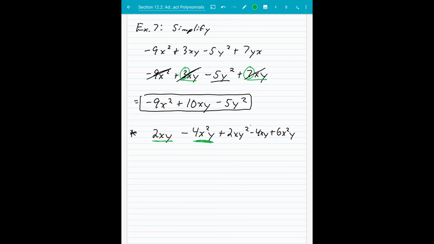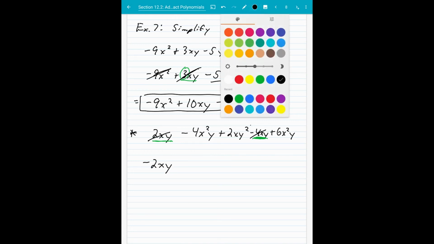Is there any other xy? This right here is not. It has a square right there. So that's not it. This neither. Right here, that has x and y exactly. So 2 minus 4 would make negative 2, so this makes negative 2xy. I'm going to cross those out now to get them out of my field of vision, and let's move on to the next one.